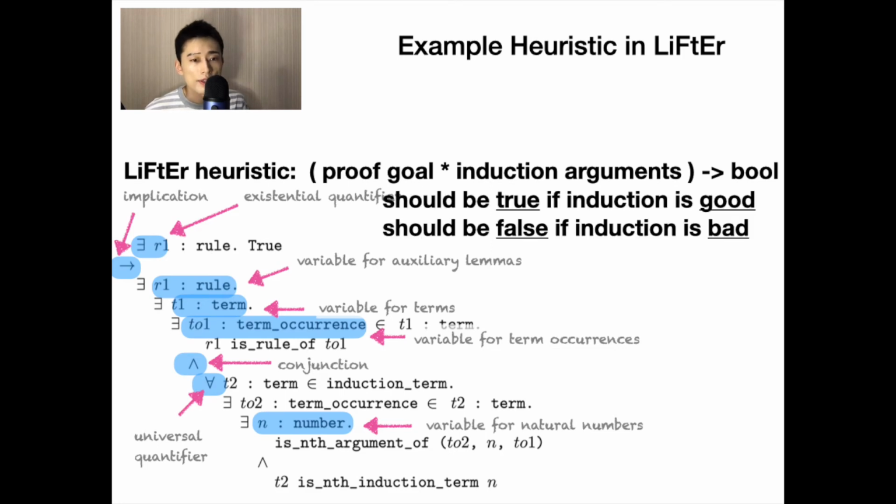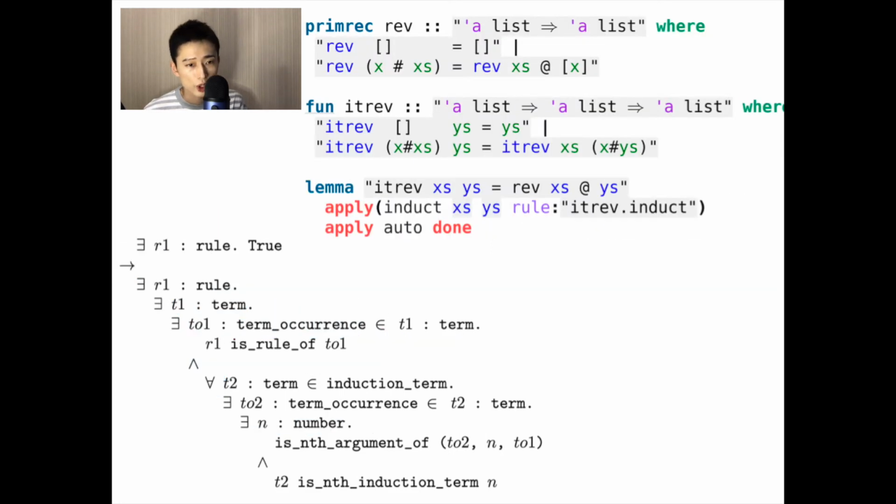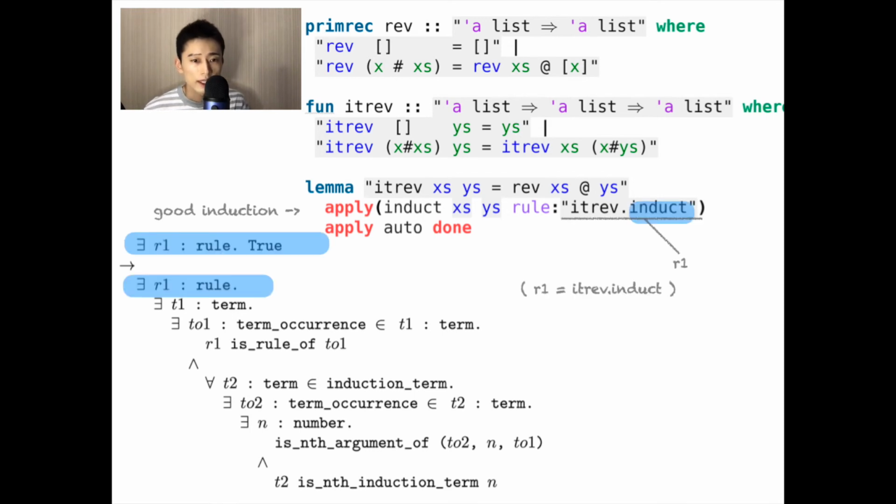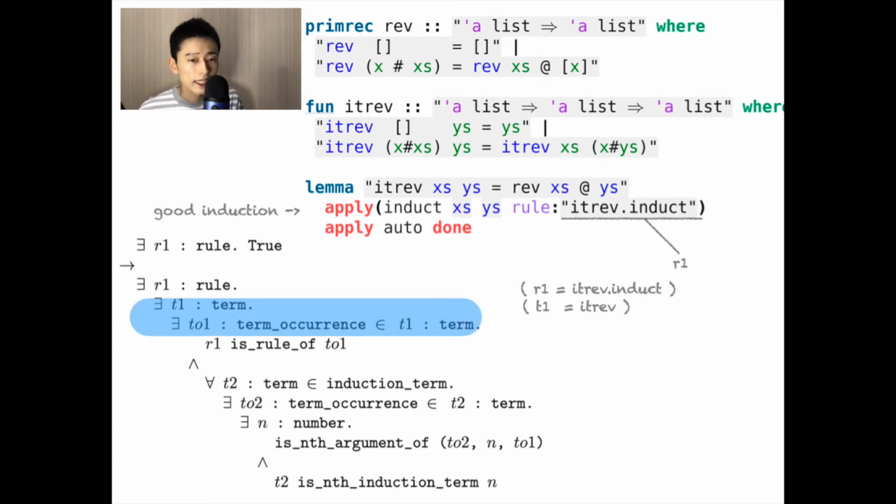Let's see how this example heuristic processes this proof by induction. In this proof, we applied what's called functional induction by specifying induction variables xs and ys and an induction rule itRev.induct. This heuristic first checks if there exists an induction rule passed to the induction tactic. Yes, in the model proof, we used itRev.induct as an induction rule. Then, we check if there exists a term T1 and its occurrence TO1 that satisfy the following conjunction.